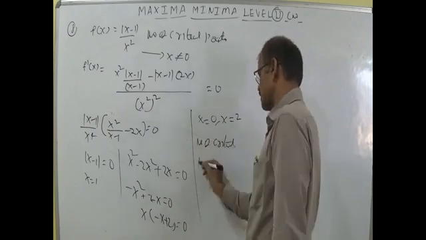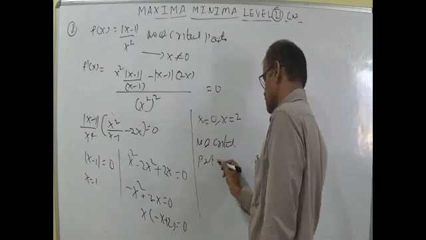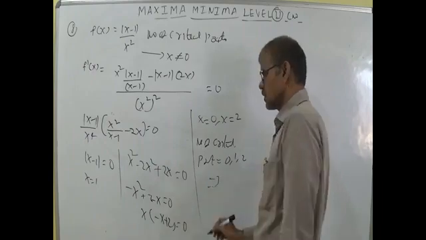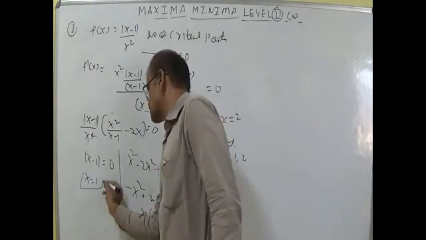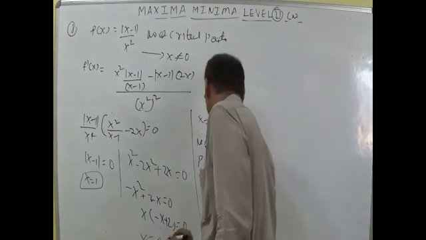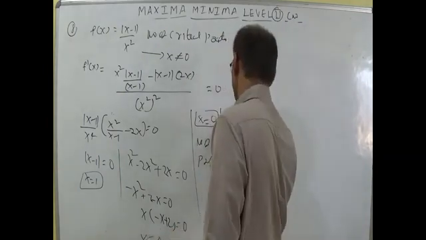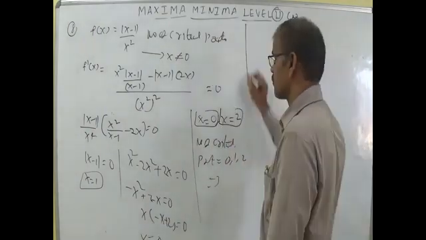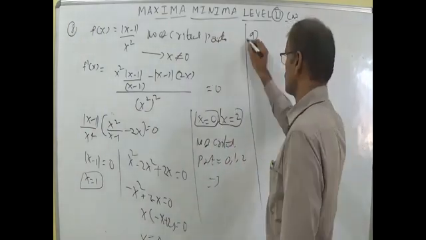Number of critical points: 0, 1, 2. So in total here 1 we got. Here I am writing x = 0, and here also I have written x = 0, x = 1, and x = 2. The total number of critical points is 3.